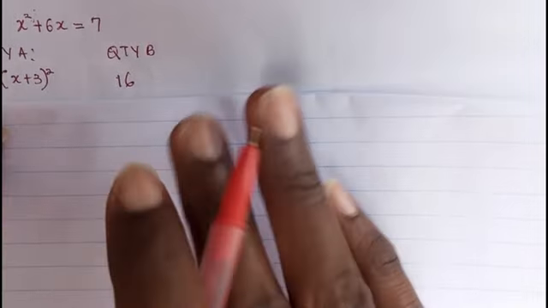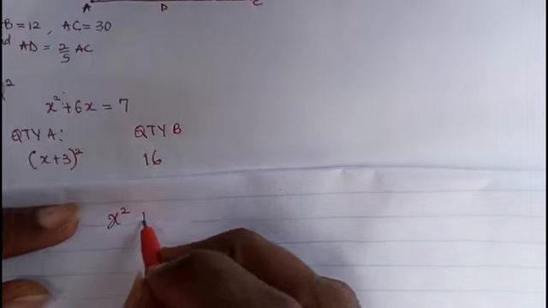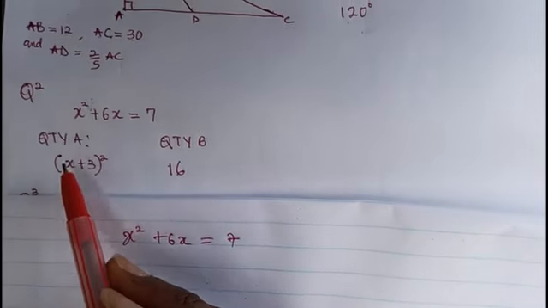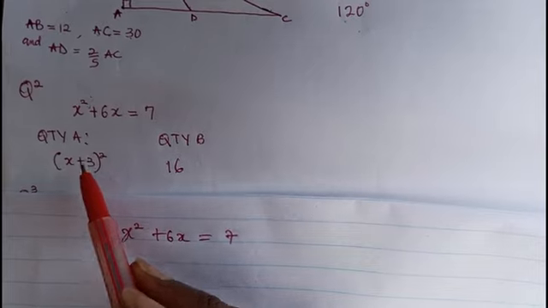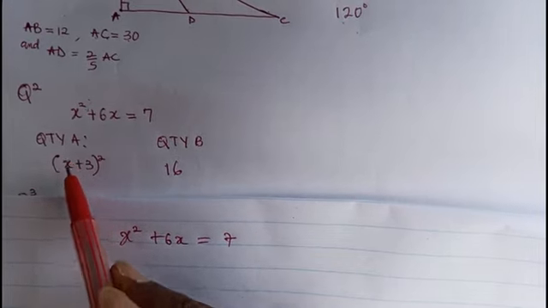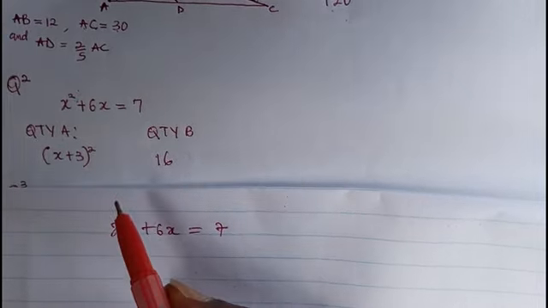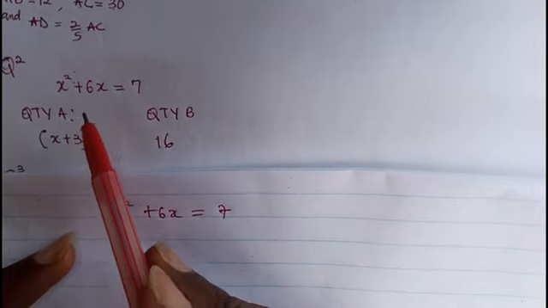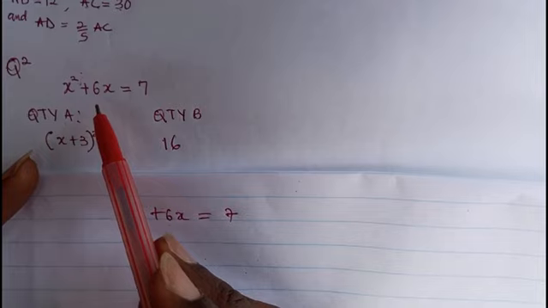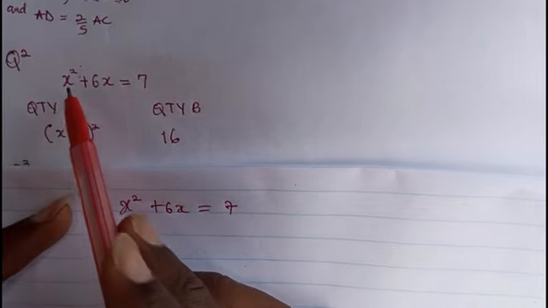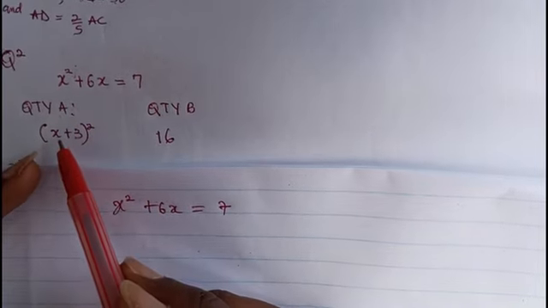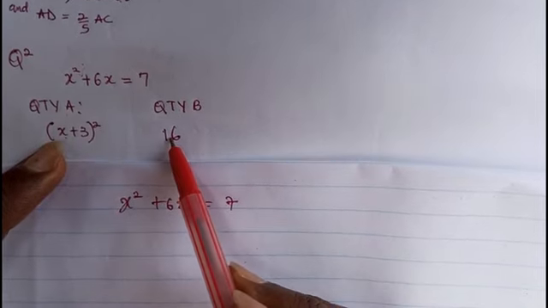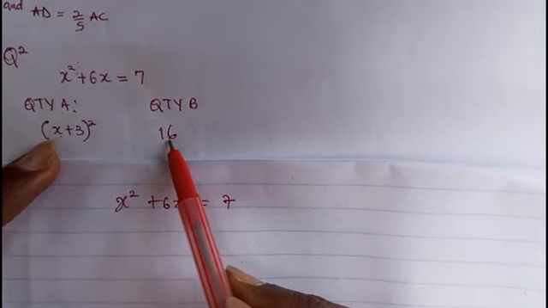Now, question number 2, we have x squared plus 6x is equal to 7, and this is also another quantitative comparison question. We want to compare quantity A and quantity B. Now, we have various ways of solving this problem. The very first way you can solve this problem is solving for the value of x in this quadratic equation. There you can now substitute those values of x in quantity A to see if it is equal to this one or if it is greater than this one.